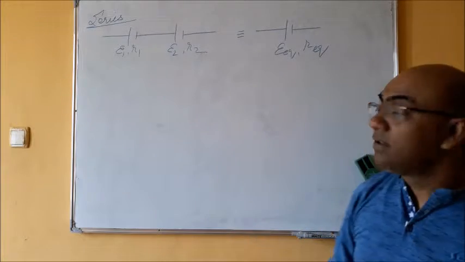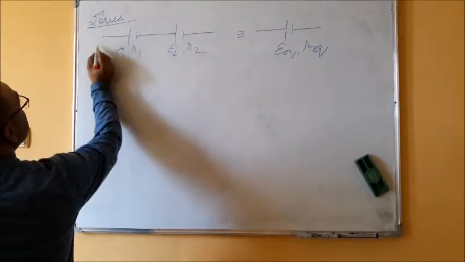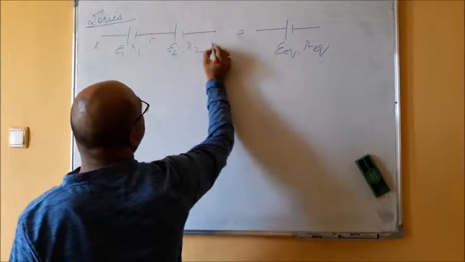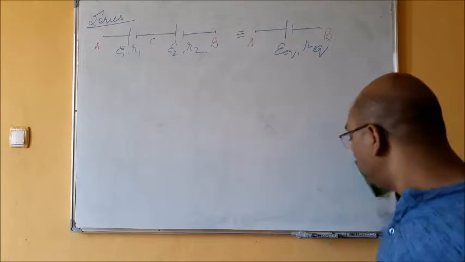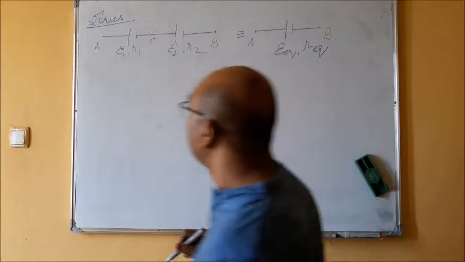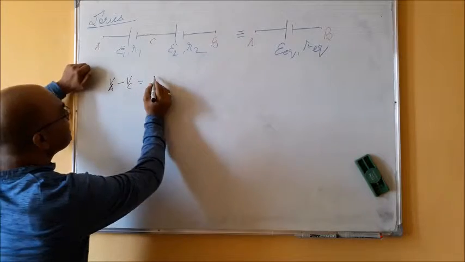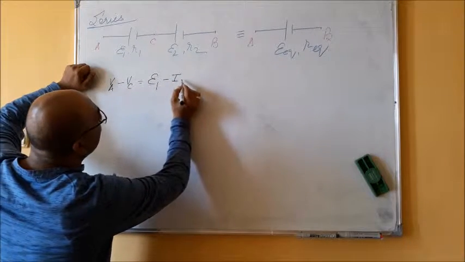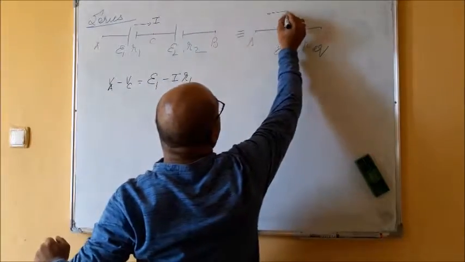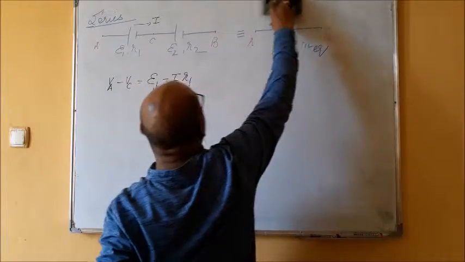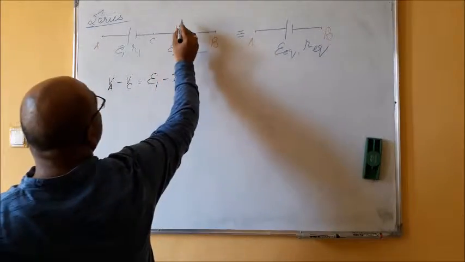connection for cells. To derive this, let us start with this point A, this point C, and this point B. Similarly, this point will be A, this point will be B. Is it okay? From the last discussion, we will find the value of VA minus VC. In the last discussion we have seen it is E1 minus I R1. Suppose the same current I is flowing here like this. How will the current flow? The current will flow like this.